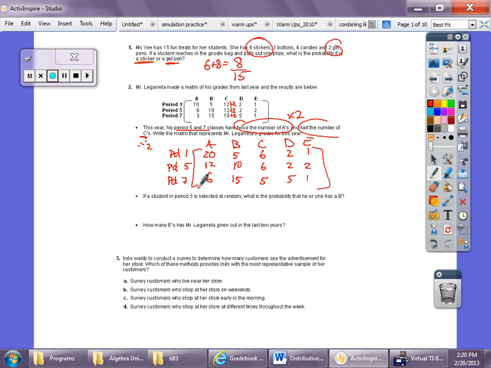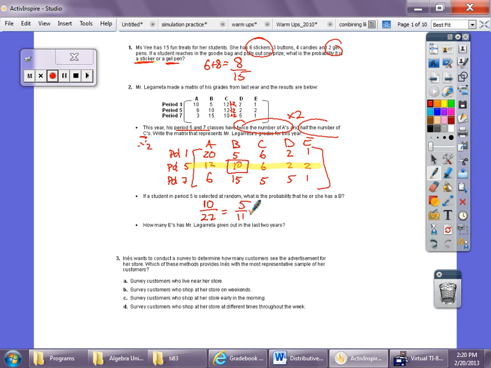If a student in period 5 is selected, here's period 5. What's the probability he or she will have a B? Here's B, so it's 10. We add these up, that's 18, 22, so 10 out of 22. We can also say it's 5 out of 11.